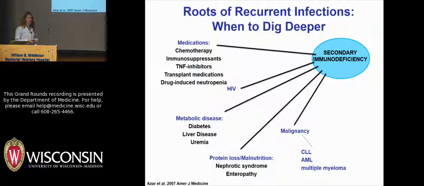Malignancy is important to consider. Does the patient have a new malignancy? Could they have new neutropenia? Looking for CLL, AML, multiple myeloma, are just some examples, but much more common in adults than the primary immunodeficiencies.